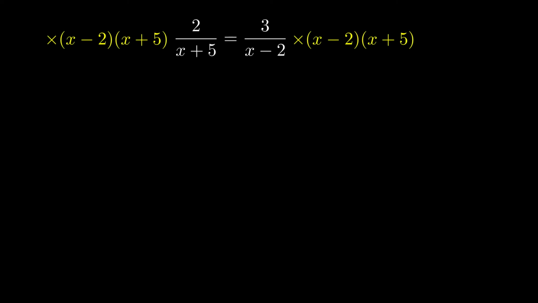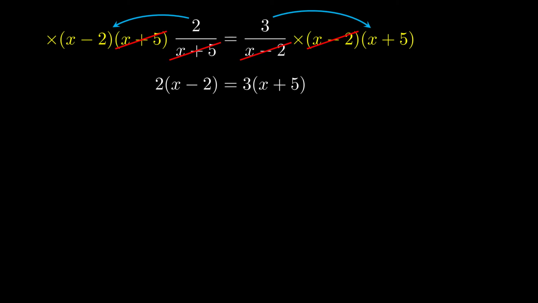So on the left, all the x plus 5, the yellow one, all that will do is get rid of the x plus 5 on the bottom. And on the right, all the yellow x minus 2 will do is to get rid of the x minus 2 on the bottom. They'll cancel. And so what you're left with is on the left, 2 gets multiplied by x minus 2. On the right, 3 gets multiplied by x plus 5. But this, again, happens in brackets, and so you end up with this.